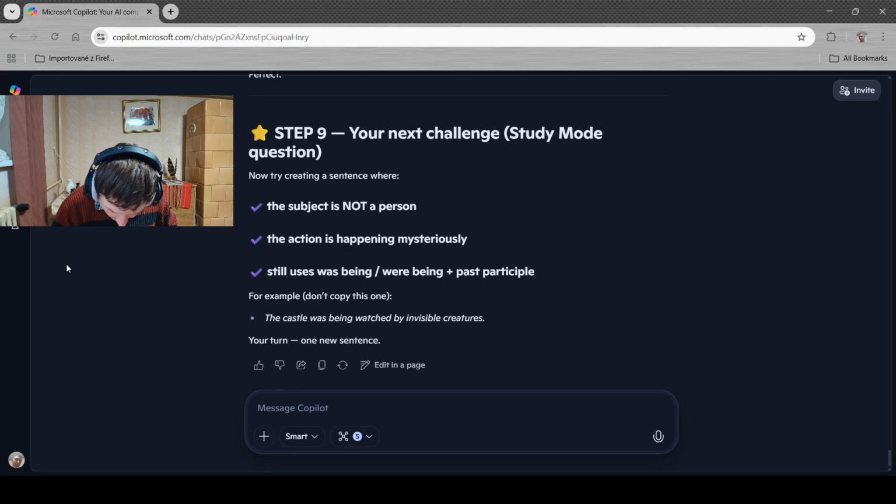Let's explain passive for beginners. Wait a minute, people, and for the middle, not middle class. Yes, for the middle class, why not?